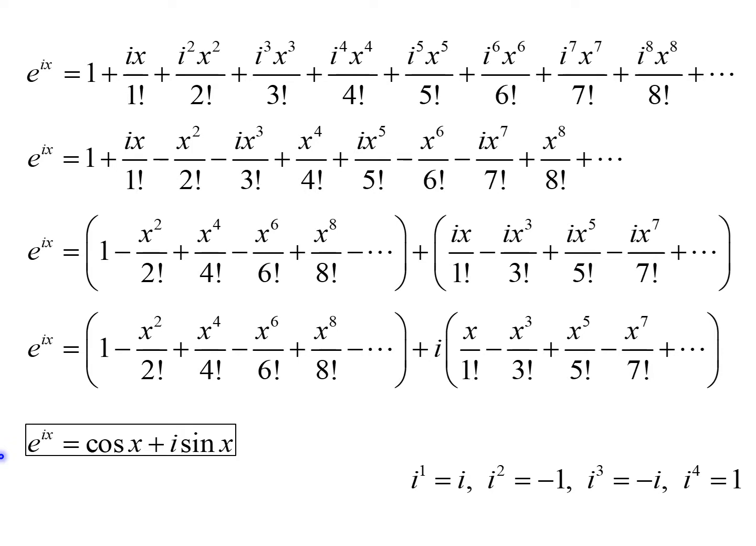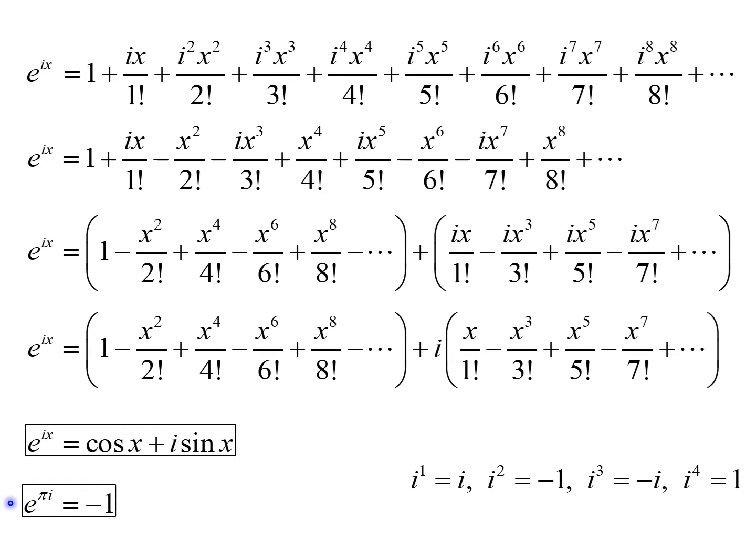The cool thing about the Euler formula is the following. If you let x equal pi, you get e to the i pi equals the cosine of pi, which is -1, plus i sine pi, which is 0. You get one of the most intriguing math formulas out there, e to the pi i equals -1. So we just proved that.